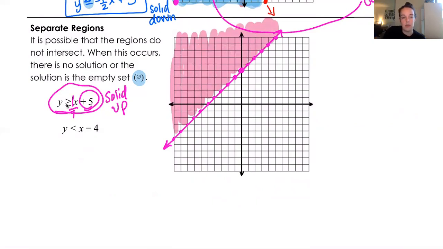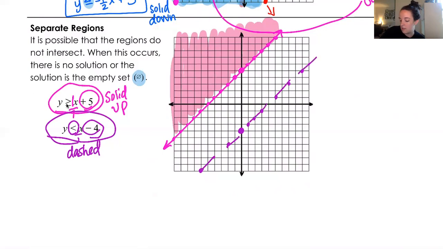Cool. For the second one, I'll graph it in purple. I'm going to start at -4. And this is 1/1 as well, a parallel slope. So up 1/1. Notice I started to do 2/2, that's the same, right? This one does not have an equal sign, so this one is dashed. So I'm going to go ahead and dash, dash, dash, dash, dash, making sure that I have my arrows on both sides, showing that it goes forever and ever.